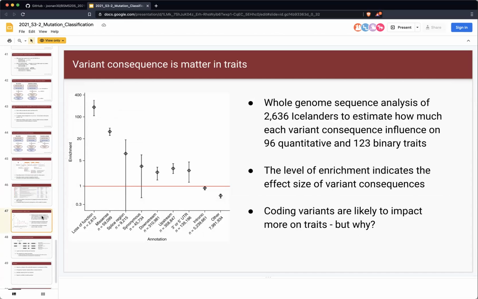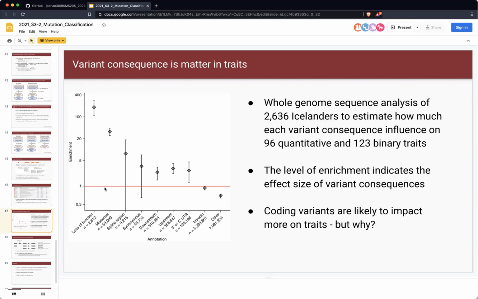Okay, so why do we care about the variant consequence? The reason is that some of the variants are critical to phenotypic development or the trait, but some of the variants are not that critical. They could be quite marginal in a trait, right?